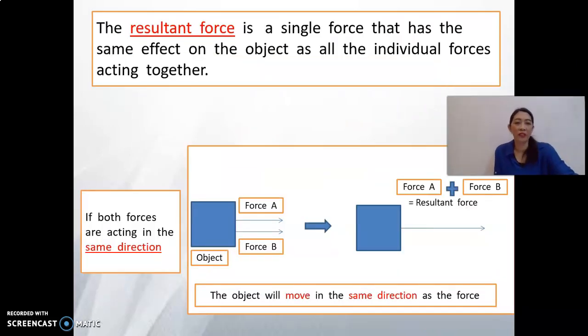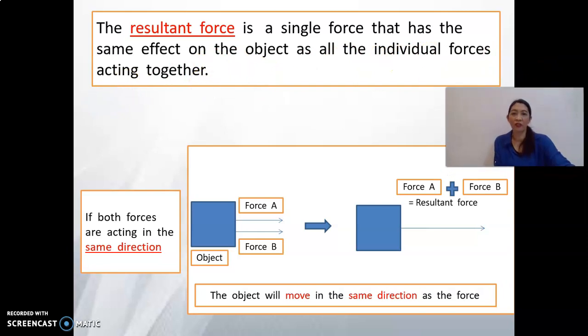So what is resultant force? The resultant force is a single force that has the same effect on the object as all the individual forces acting together.